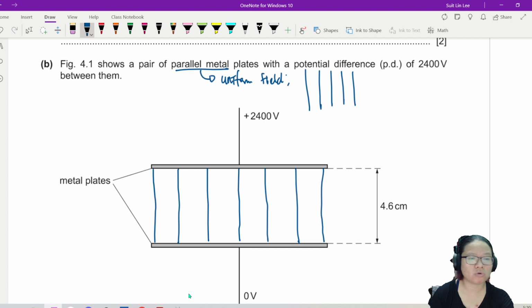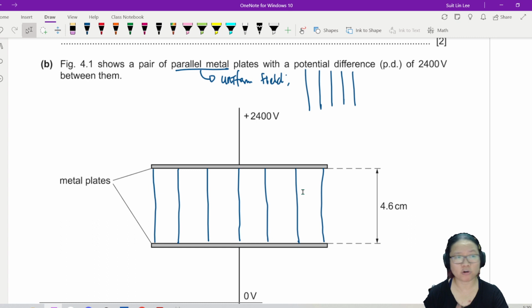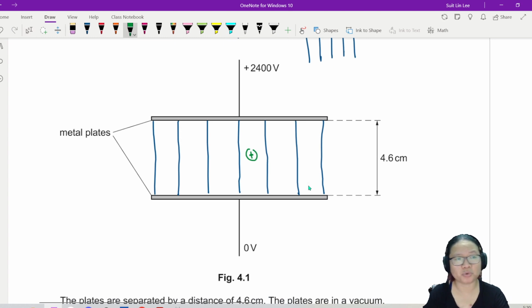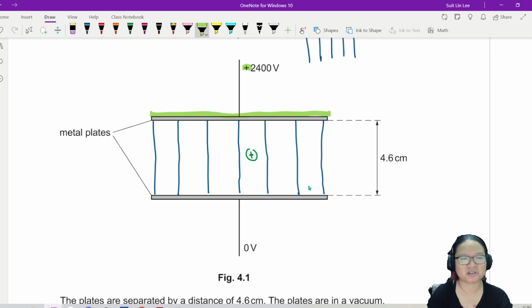Okay, so the direction has to be the same as the direction of force on a positive charge. Imagine there's a positive charge here. Where would it go? It will run away from the positive plate, right? Because this positive 2400 means this plate is very positive. Up here is very positive. So the charge is going to be like, nope, no thank you, and come in this direction. So this is the direction of the electric force, meaning the direction of your electric field lines must be pointing here. You draw at least 5.